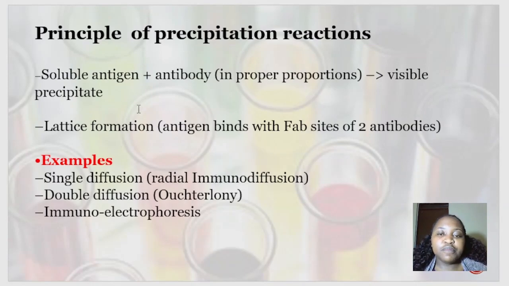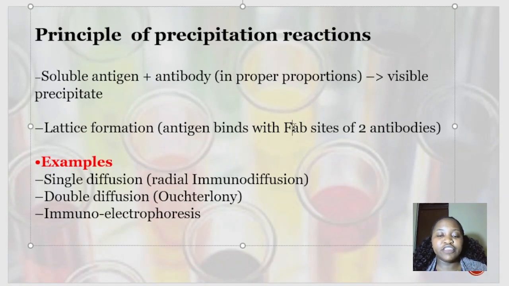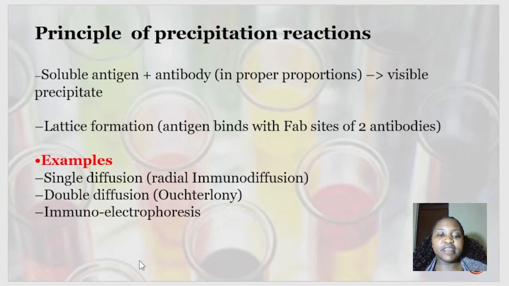The principle of precipitation reactions is that we have a soluble antigen combining with an antibody, giving us a visible precipitate. We also have what we call lattice formation, where the antigen binds with two antibody binding sites of two antibodies so that they form like a mesh. Some examples of precipitation tests are single diffusion, or radioimmunodiffusion, double diffusion, and immunoelectrophoresis.